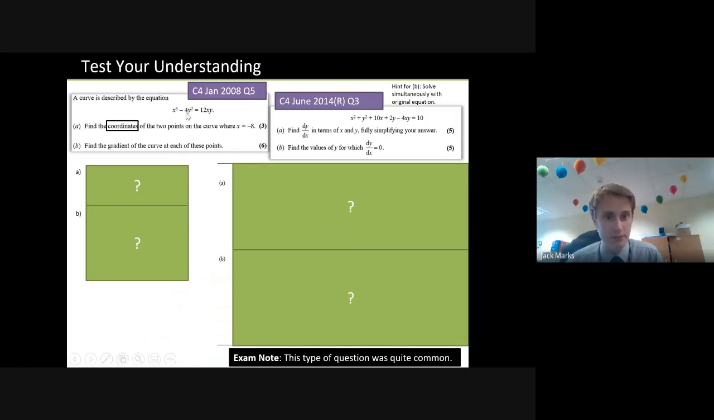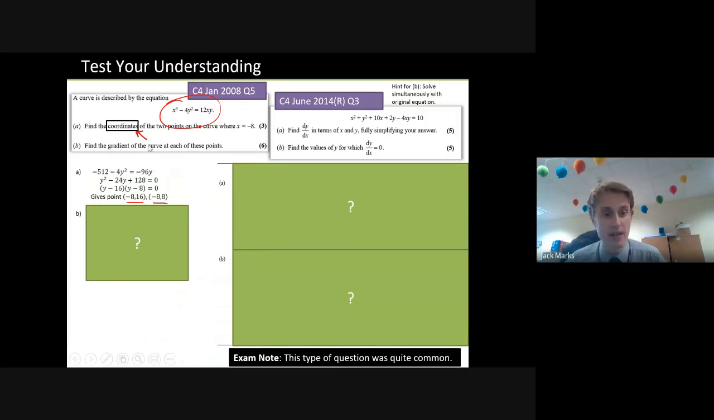Okay, so find the coordinates of the 2 points where x equals minus 8. So don't get too carried away. Finding coordinates is about using the original, isn't it? Okay, there's actually no differentiation there at all. That's just about putting numbers in and finding out some coordinates. Maybe it's related to later on in the question.